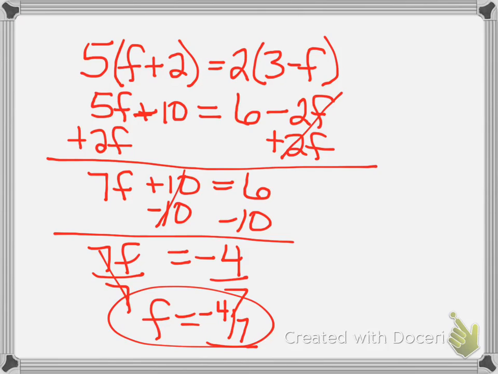I got negative 7 for f. When you end up at this step right here, the 7 is with the f. The f you want alone, so that's why you divide by 7. So it's negative 4/7. You don't divide by negative 4, there wouldn't be any constant left. I see what I did. Okay, you have to divide by the number with the variable. All right, any other questions on this one? Can I erase? Okay, last one.